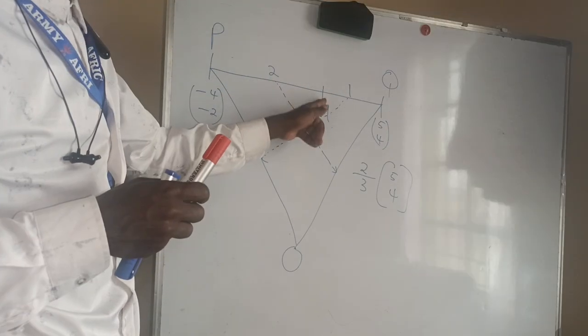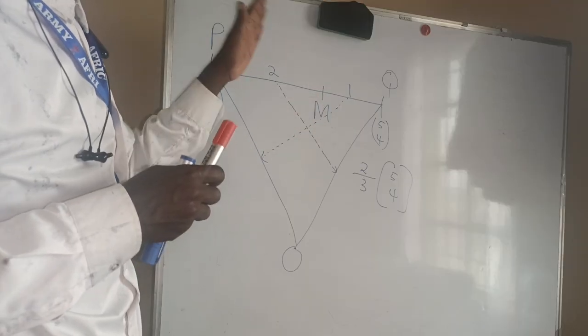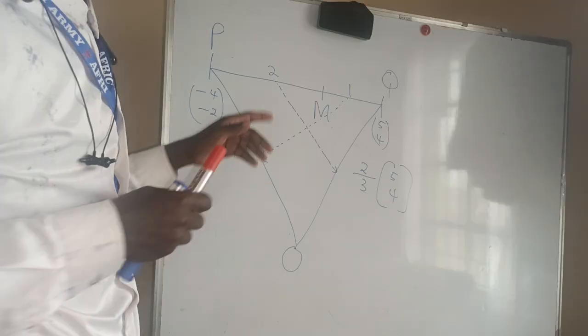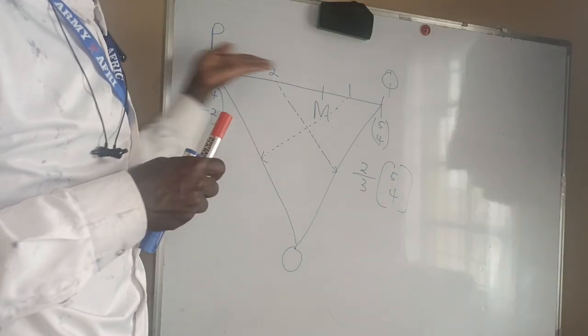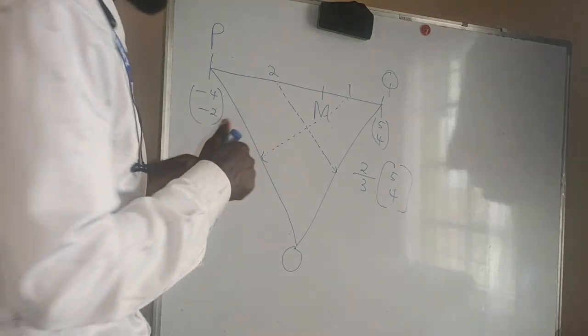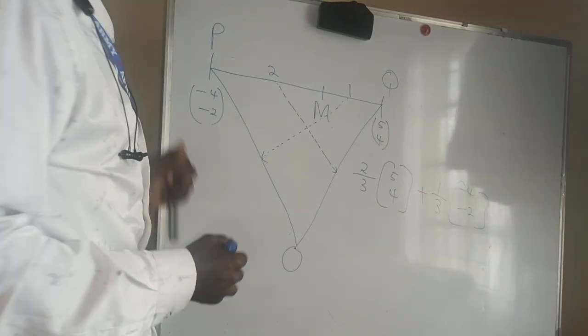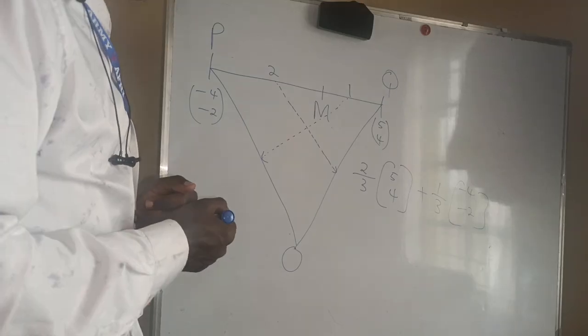So you're told to get the coordinates of M such that M now divides PQ in the ratio 2 to 1. Using the ratio theorem, just take this ratio, which is 2, out of the total ratio, which is 3. Then multiply by that vector, 5, 4. Then you shall say plus this other ratio, which is 1, out of the total ratio, which is 3. Then you multiply by this vector, which is -4, -2. So this is going to give you the coordinates of M.